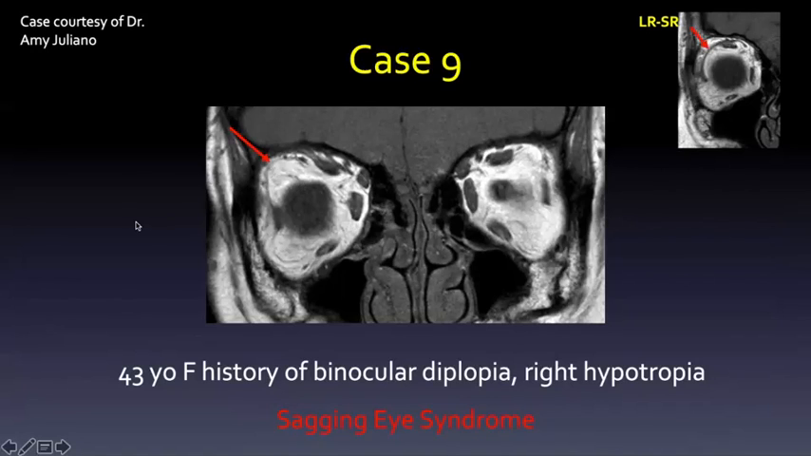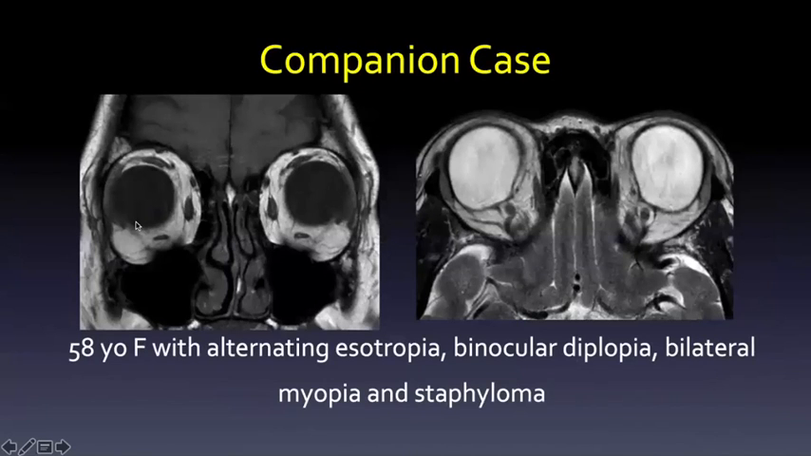this LRSR band. In contradistinction is this next case of a 58-year-old female with alternating esotropia, binocular diplopia, and bilateral myopia and staphyloma. Here you can see the staphylomatous globes pushing the lateral rectus inferiorly and the superior muscle complex medially, in this case of heavy eye syndrome.